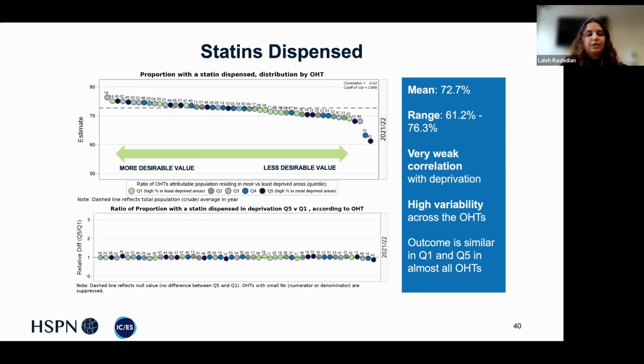Our dark blue OHTs are scattered throughout the image. And when we look down at the bottom panel, they're all on the line. This is indicative of equity again, so patients in our more deprived and less deprived groups within our OHTs are getting their statins dispensed at the same rate.